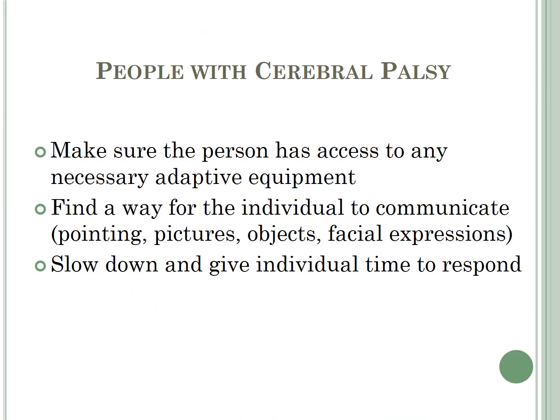For people with cerebral palsy, you'll want to make sure that they always have access to their adaptive equipment. If they struggle with communication, you'll need to find a way for them to communicate effectively with you, even if you have to get creative with that. And then again, you'll just want to slow down and make sure you give them plenty of time to respond.